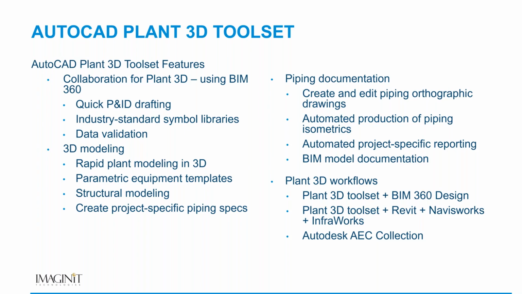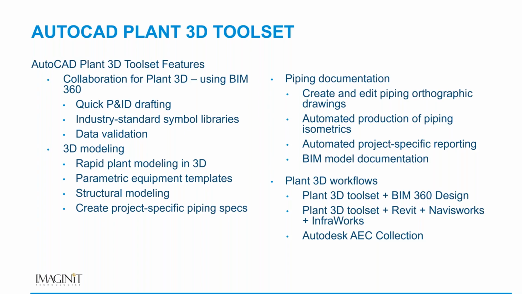And then you've got piping documentation that's included in the Plant 3D toolset, so you can create and edit piping orthographic drawings. You can do automated production of piping isometrics. You've got some automated project-specific reporting, and then some BIM model documentation. And then with your Plant 3D workflows, you have Plant 3D by itself. You have Plant 3D plus BIM 360 Design for a more collaborative type environment. If you're collaborating only internally in the office and you're dealing with multiple disciplines, you can tie Plant 3D into Revit and Navisworks and InfraWorks.